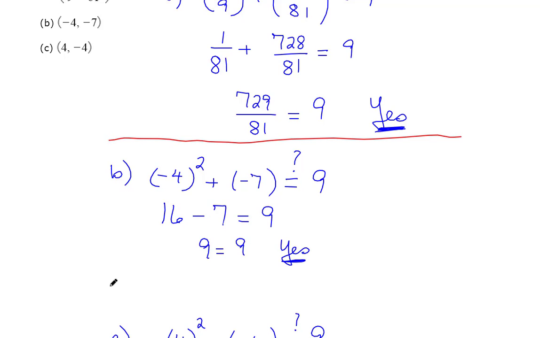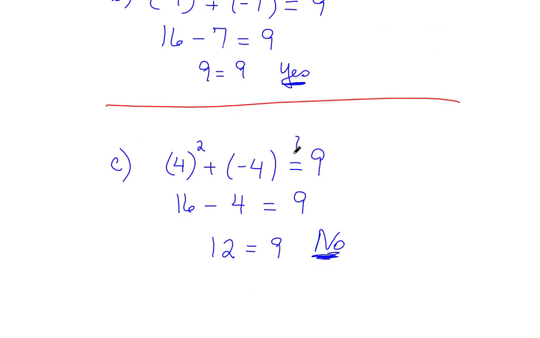And finally here, the last one, we have the point 4 minus 4. 4 squared is 16. 16 minus 4 is 12. And does 12 equal 9? No. That's not true. So the first 2 points do satisfy that equation, so they would live on its graph. Whereas this point, it does not satisfy it, therefore it's not actually on the graph.